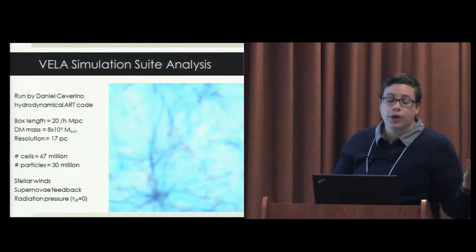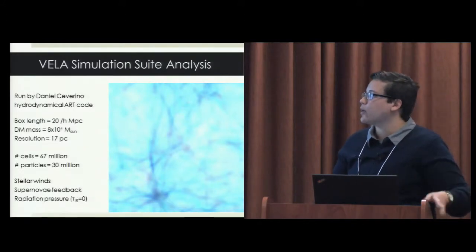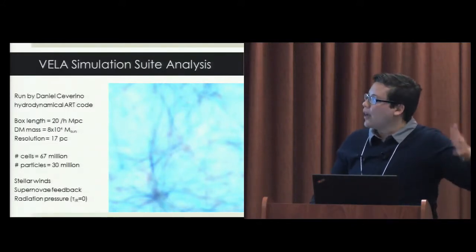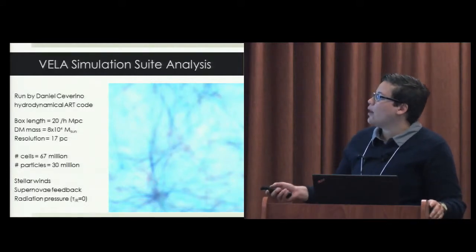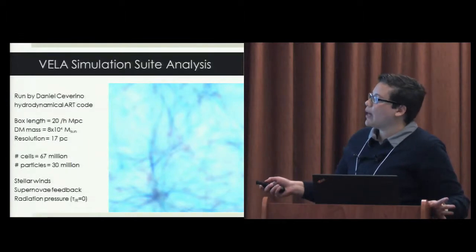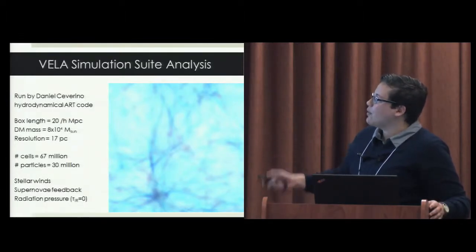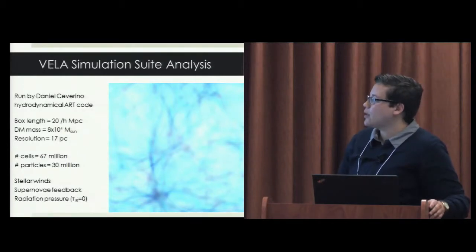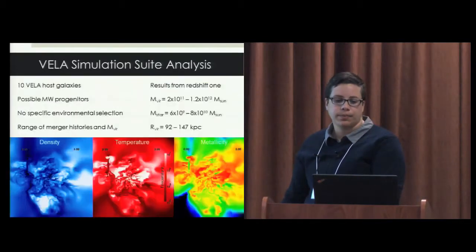There's 35 initial conditions, and they've been run with different forms of feedback: supernova only, supernova plus radiation pressure, and then that plus photoionization heating as well. They all have the same box lengths, resolutions, and dark matter masses. And here's just a projection of the entire simulation box. And these results are the ones including radiation pressure.